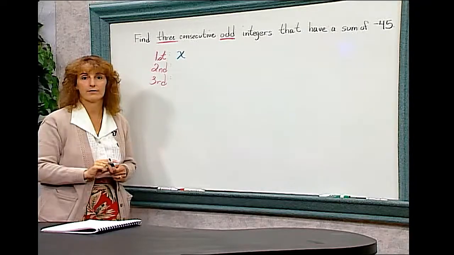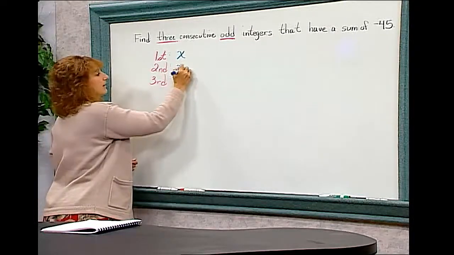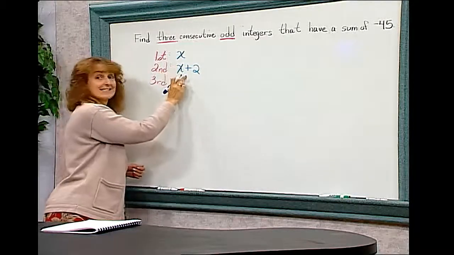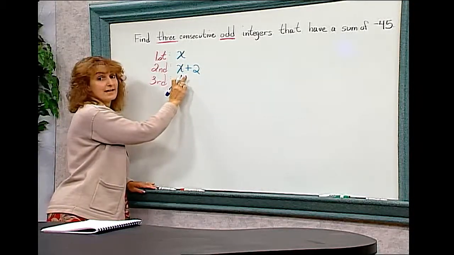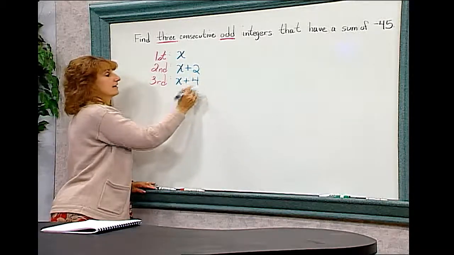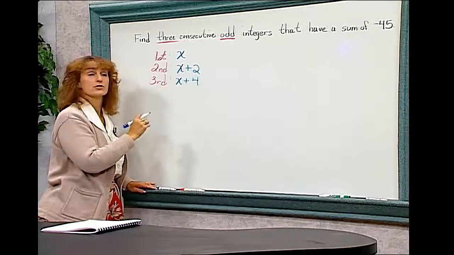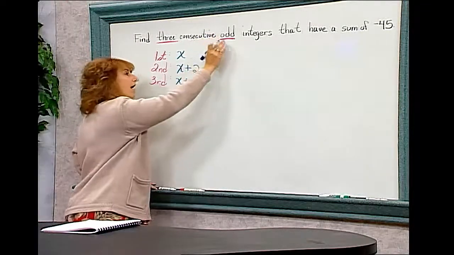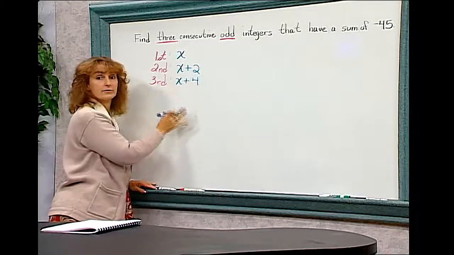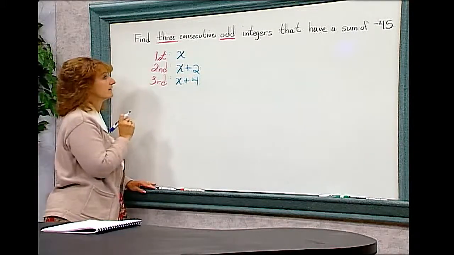Aren't they 2 apart? If they are, then you have to say, if this is odd, to get to the next odd number, you still have to add 2. And to get to the odd number after that, you'd have to add 4. So whether this says even or odd, you're still adding x plus 2, x plus 4, x plus 6, all the way down the line.